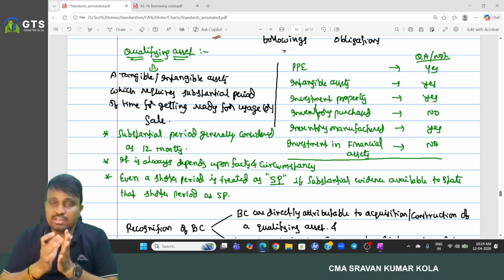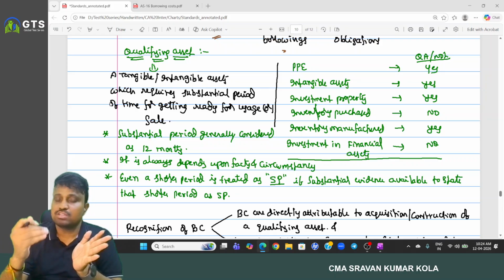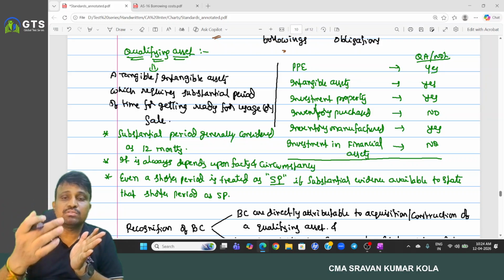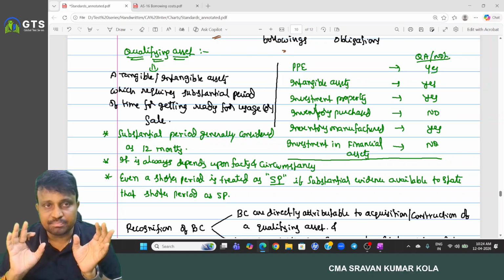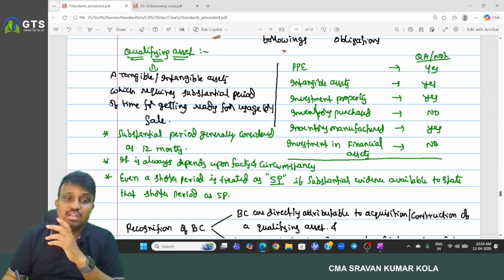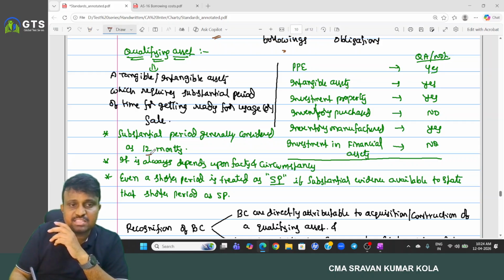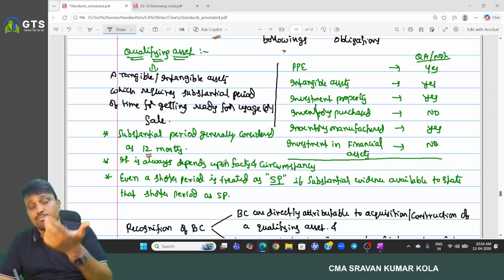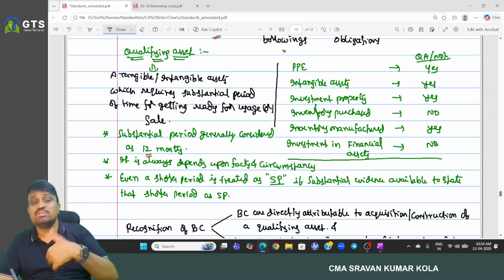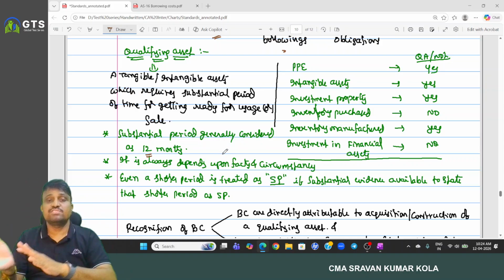Generally, if any asset takes some period for getting ready for its usage, that is called a qualifying asset. Say I am going to complete the building in 3 months or 4 months, that is not treated as a substantial period. Generally, if nothing is stated, we consider 12 months as a substantial period. Sometimes even more than 12 months or less than 12 months is also treated as a substantial period, because substantial period always depends upon facts and circumstances.